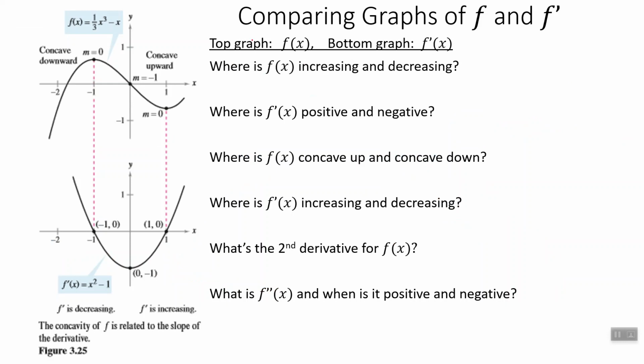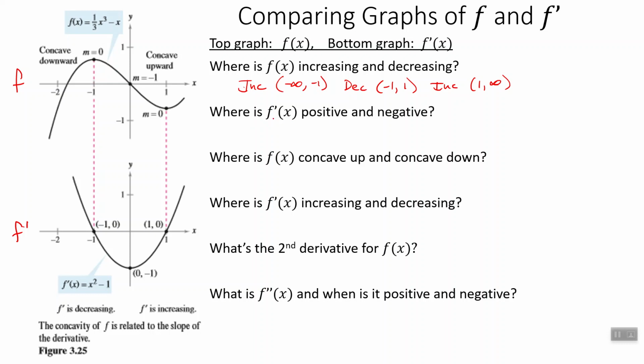All right, so let's see. Comparing graphs of f and f prime. So this is the graph of f of x. This is the graph of f prime of x. Where is f increasing and decreasing? So we can look here and say, okay, well, it's increasing to -1, and then it's decreasing to 1, and then it's increasing again. So we're increasing from -infinity to -1. And then we are decreasing from -1 to 1. And then we are increasing from 1 to infinity. I realize we could also put these as closed intervals on all the actual numbers.